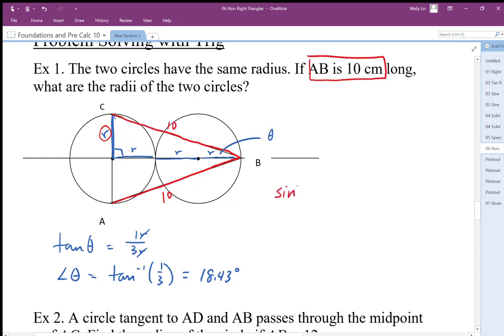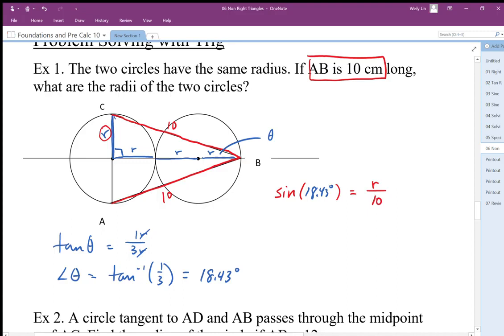So sine of the angle theta, which we worked out to be 18.43 degrees. This is why we needed to work out the angle first, because we're using that angle to generate a ratio. In this case, a sine ratio, which involves the side that we need to work out. The tan ratio used sides that we didn't need to solve for, but the sine ratio involves the side we need to solve for. So I end up with R over 10, opposite over hypotenuse.